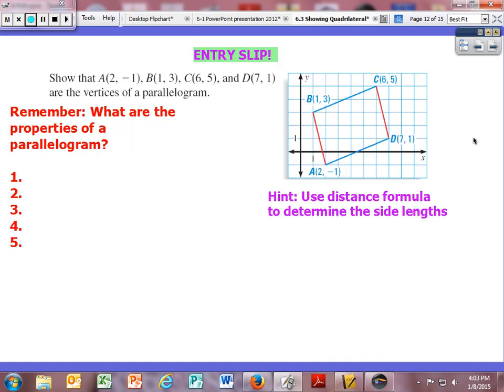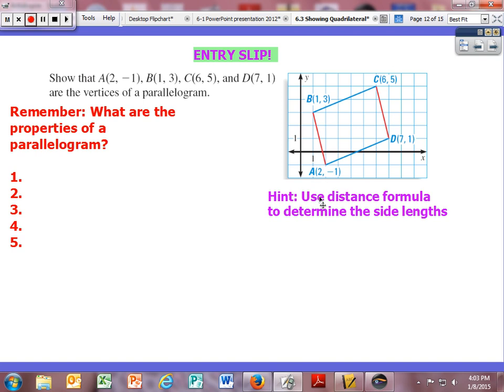Okay, here's your entry slip for tomorrow. This one, again, a little out of the box, but really think about what are the properties of a parallelogram. Go ahead and list those here. And then what you're trying to do is show that this thing is a parallelogram. You want to show me how you know. Okay, not just saying that it is one, you have to show me.